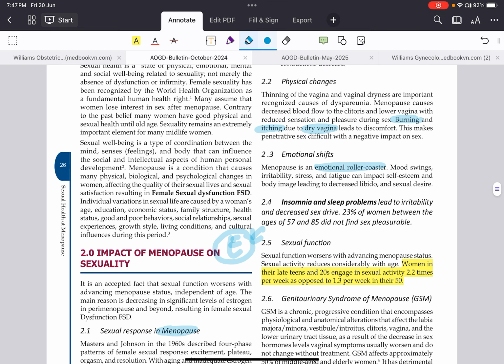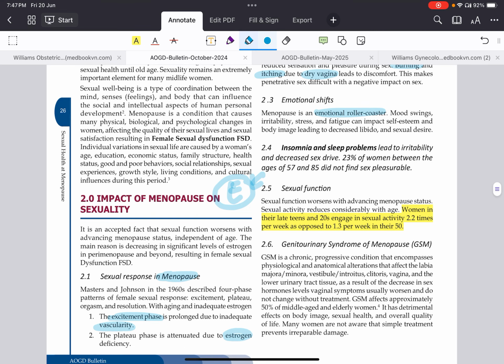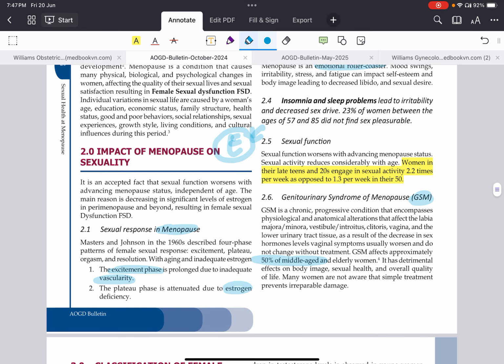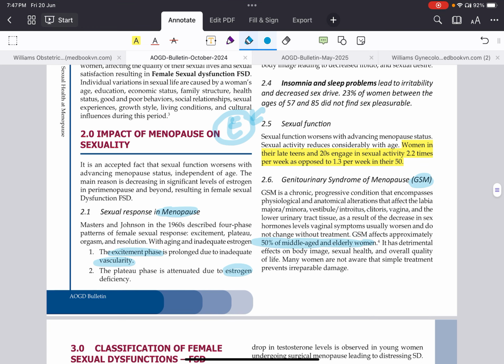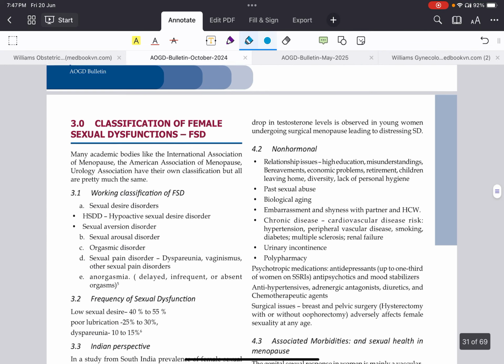There are emotional shifts, an emotional roller coaster in menopause. Insomnia is seen, and sexual function is decreased. There is genitourinary syndrome of menopause. As I told you, 50% of middle-aged and elderly women have this because of dryness, which affects the labia majora or minora, vestibule, clitoris, vagina, and the lower urinary tract as well.